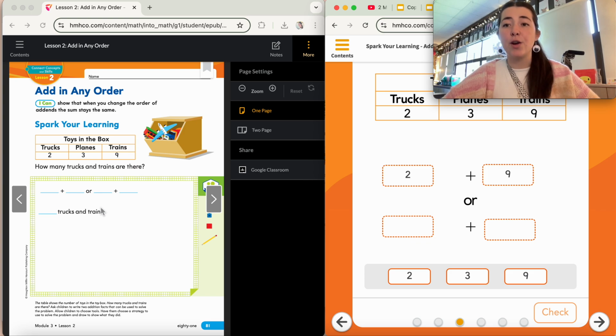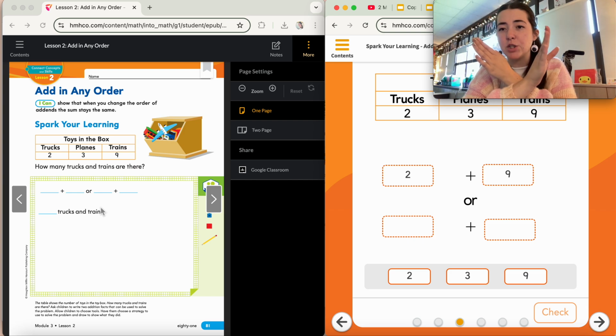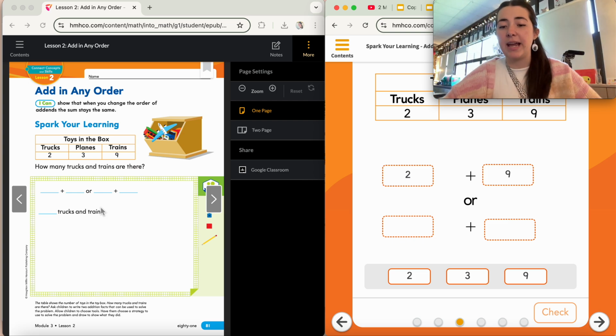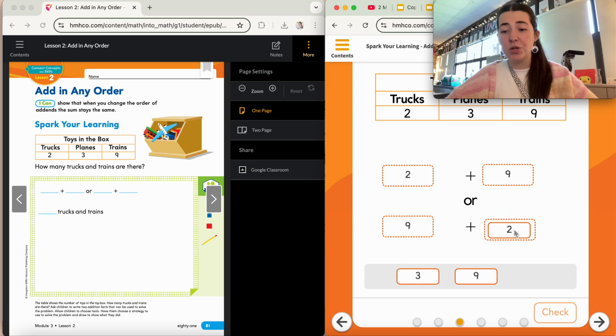2 plus 9. Or we can change the order of our addends. So 2 and 9 are our addends. They are the two numbers we're adding together to get the sum. So we're going to now flip them around. We want them to switch places. So 2 is going to take the 9's place and 9 is going to take the 2's place. So we're going to make it so 9 gets to be first this time. So 9 is going to go right here plus 2 right here.